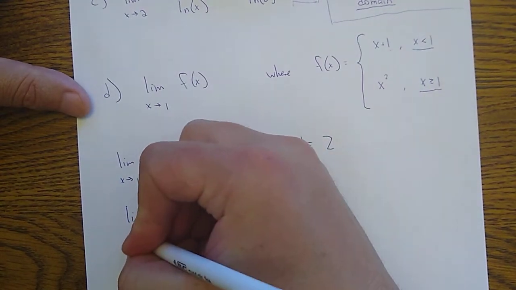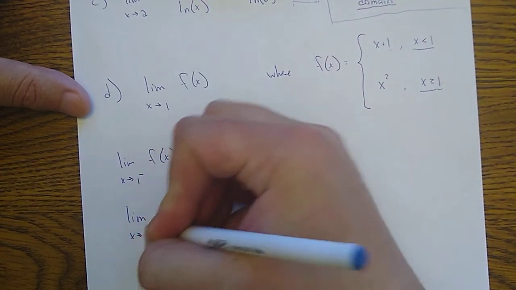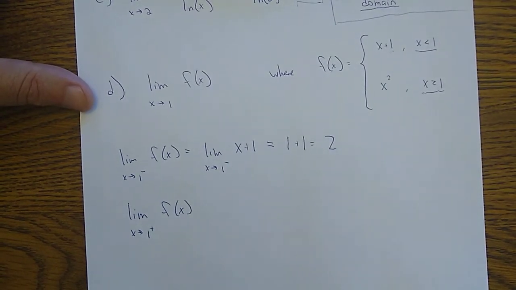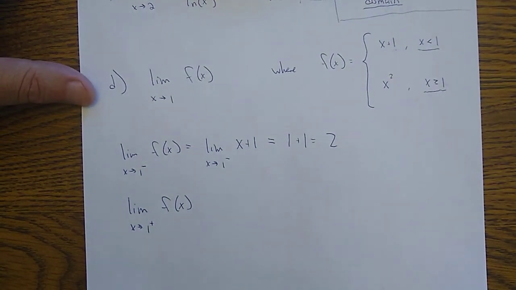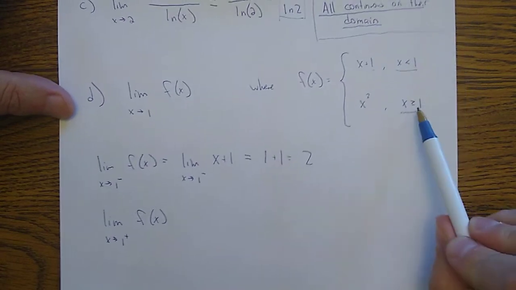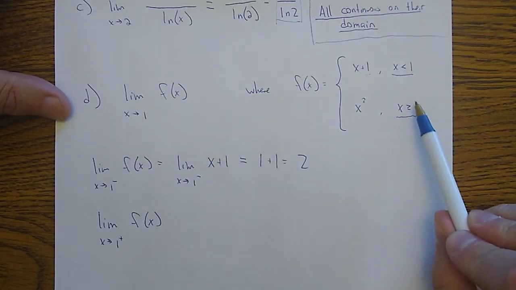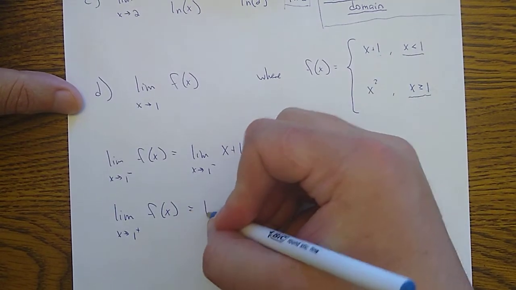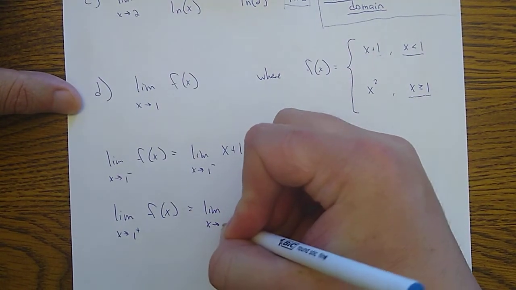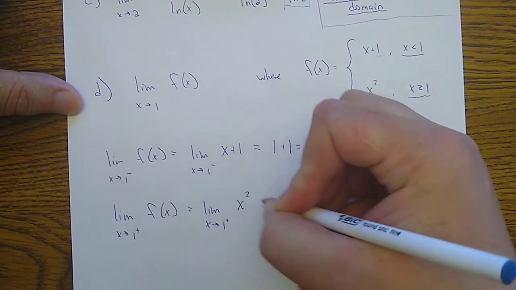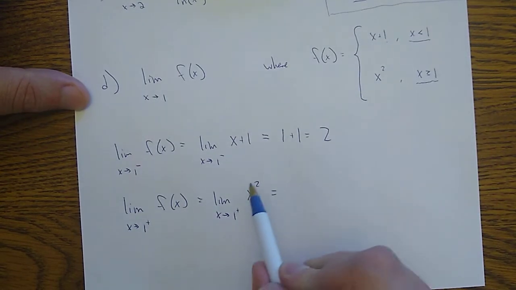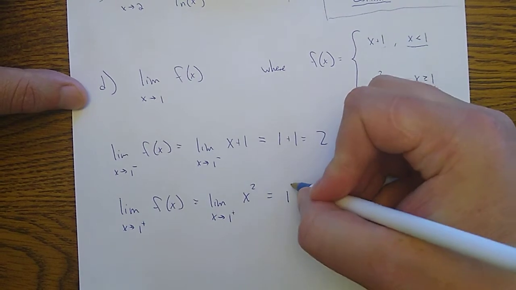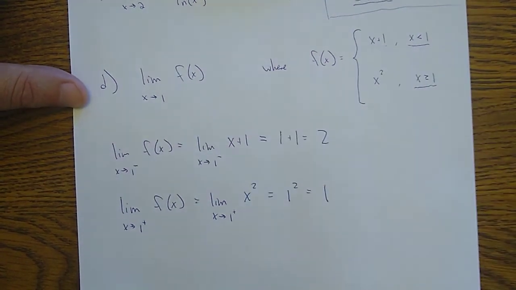Similarly, I can do the right-sided limit. The limit as x goes to 1 from the right. And if I know that I'm going from the right, I should use the formula for x larger than 1, which is x squared. This is an elementary function, so I can just plug it in. And here I get 1.